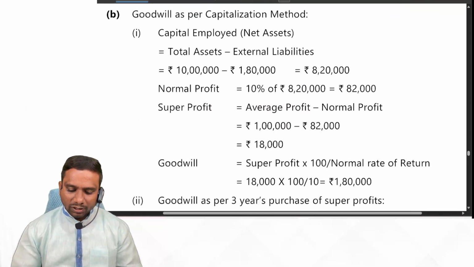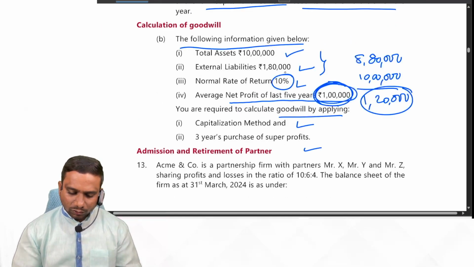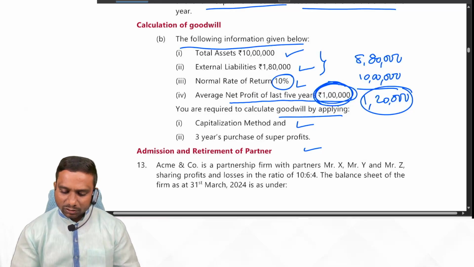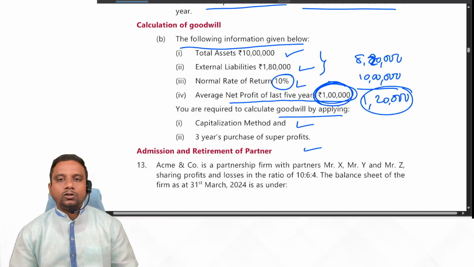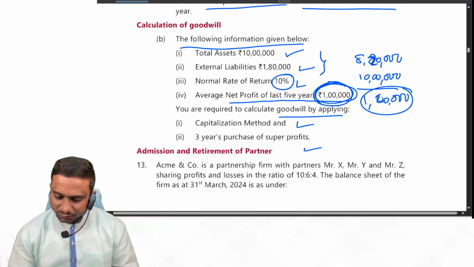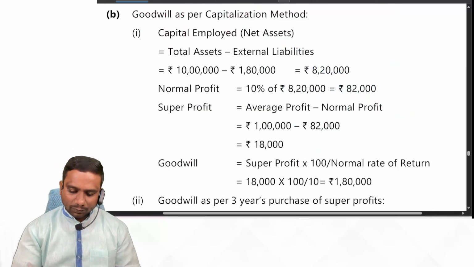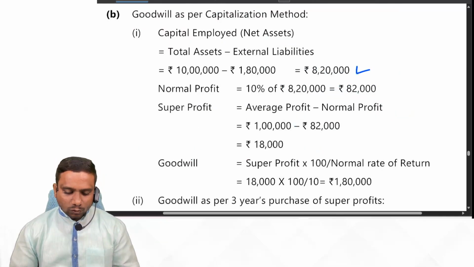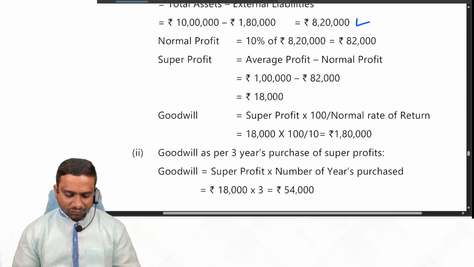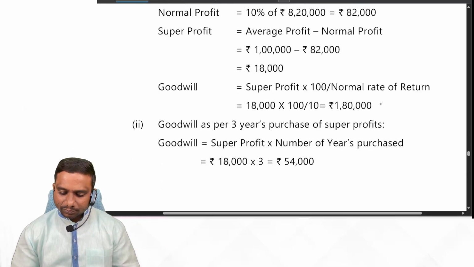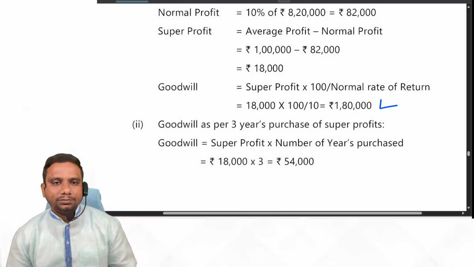So capital employed, sorry, 8 lakh 20,000. 10 lakh minus 1 lakh 80,000, okay, 8 lakh 20,000. Normal profit is 82,000. Okay, super profit, okay, goodwill. Yeah, look at this. Goodwill is 1 lakh 80,000.